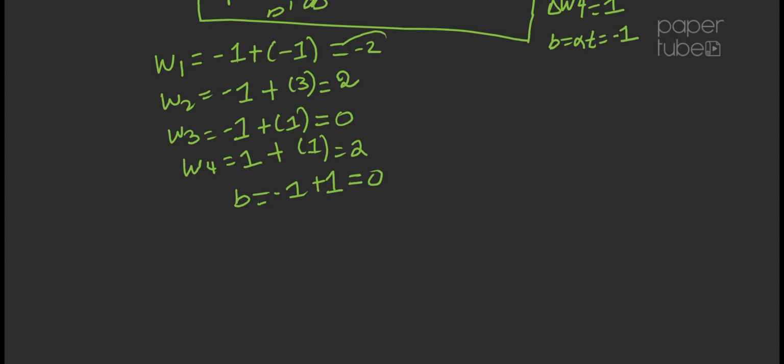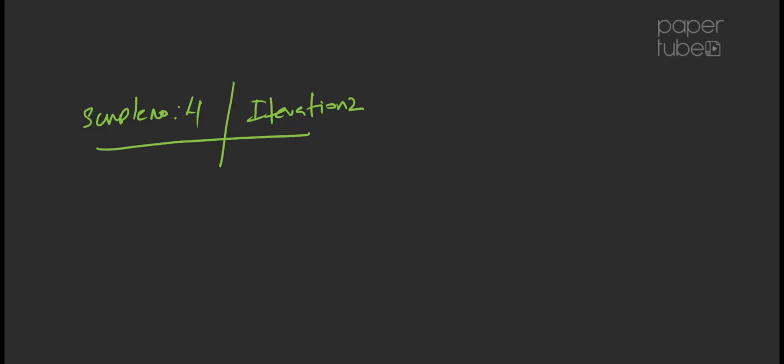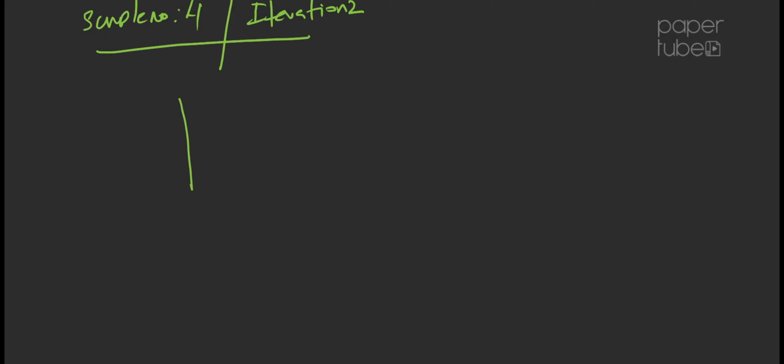So we have the updated weights and bias. We use these weights and bias, and then we are going to read the input that corresponds to sample number 4. So let's go to sample number 4. Very time consuming calculation. And then iteration 2, sample number 4. So let's build the network again. What we are trying to do is we are solving the perceptron using pen and paper.